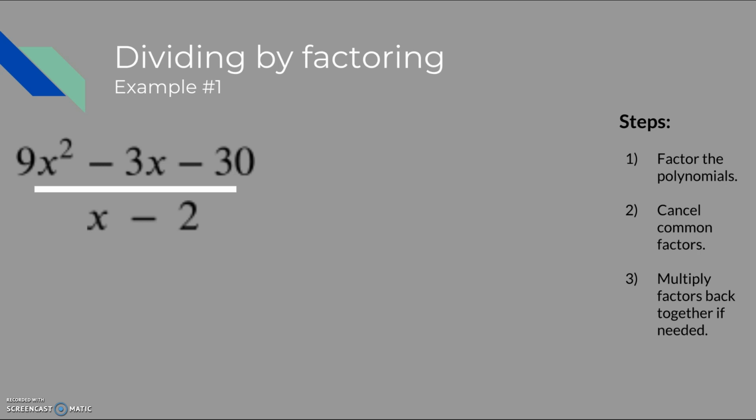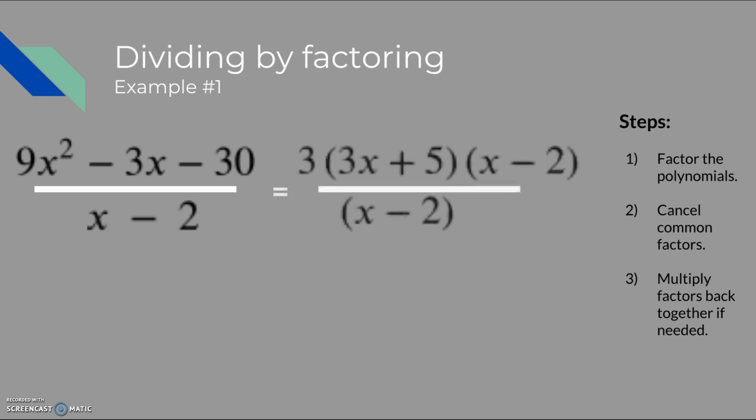Hopefully it stands out to you that there's a greatest common factor, which we know is the first step to factoring. We'd pull that out, then we'd do the AC method, and we'd get our factored form of 3 times (3x plus 5) times (x minus 2).